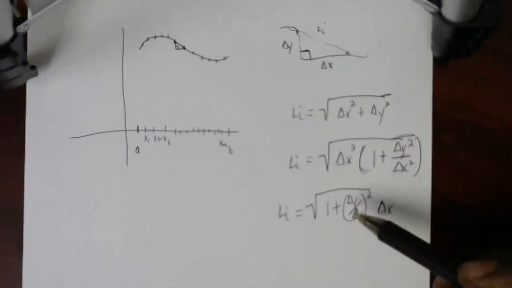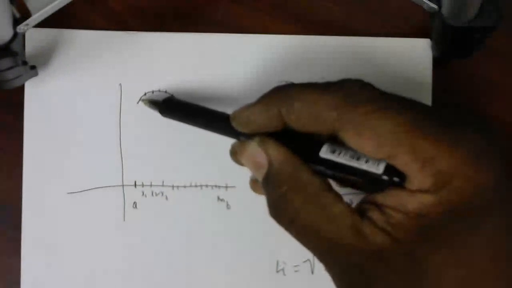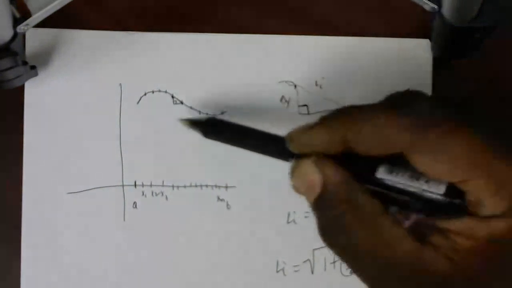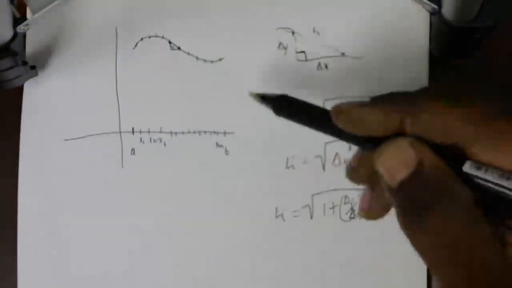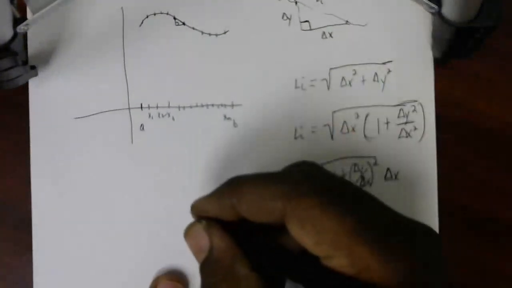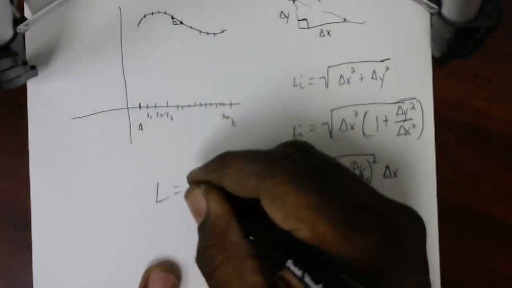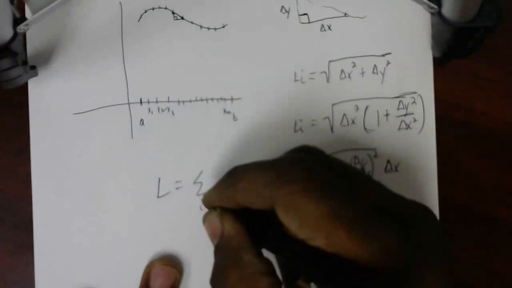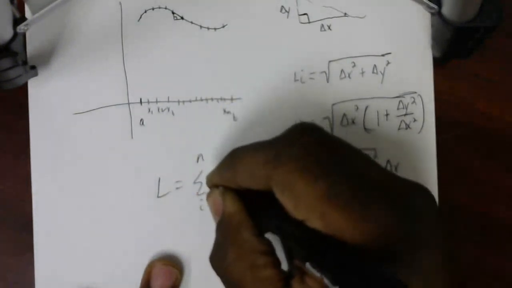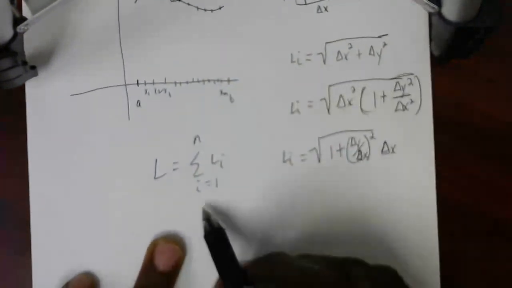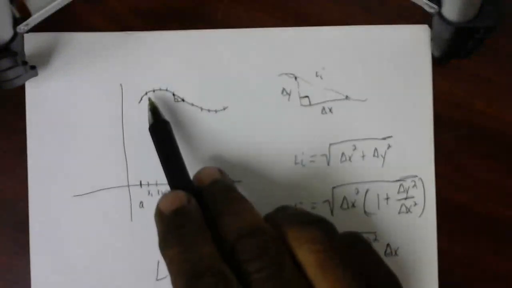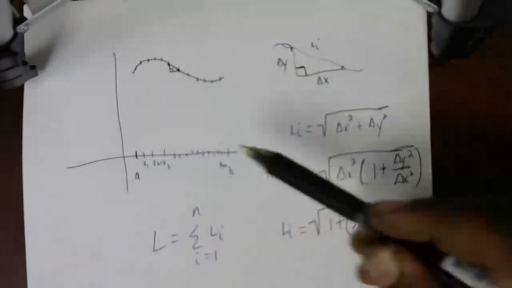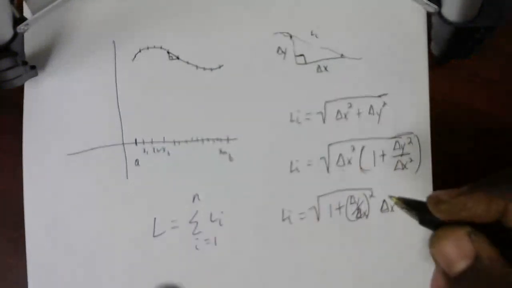So in essence, what we're doing is taking all of our L sub i's and adding those all up, and that will give us the length. So L is going to equal the summation as i goes from 1 to n of L sub i. In general, we would add up each one of our distances, and that would give us the distance for our curve.